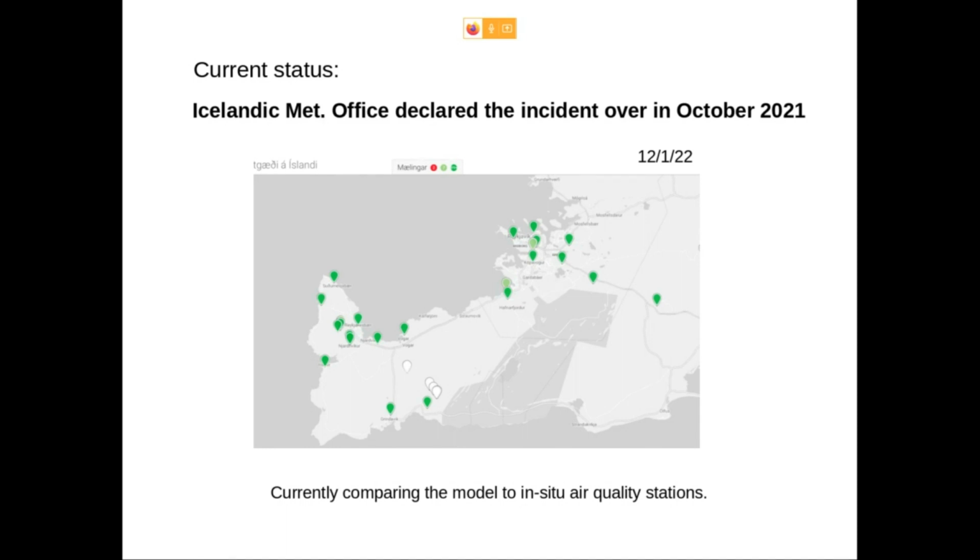But in summary, we've used ARCHER and ARCHER2 to simulate volcanic plumes, volcanic gases. These results have been shared with collaborators in the Met Office and the Icelandic Met Office, and we're hoping to verify them against measurements.